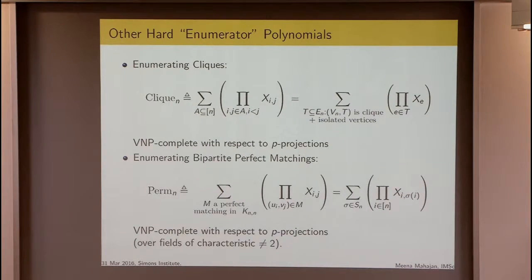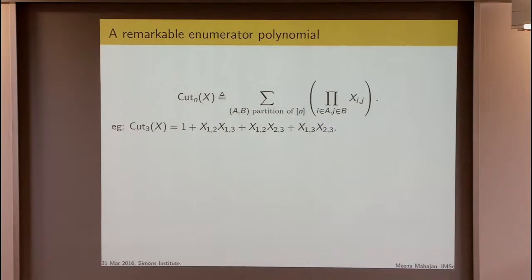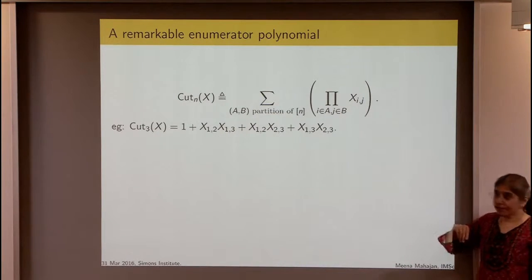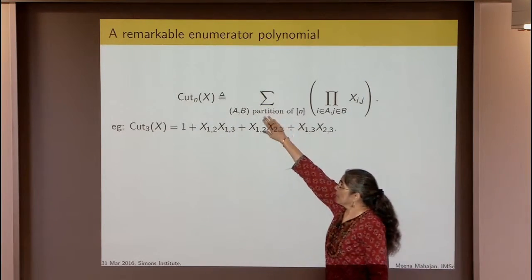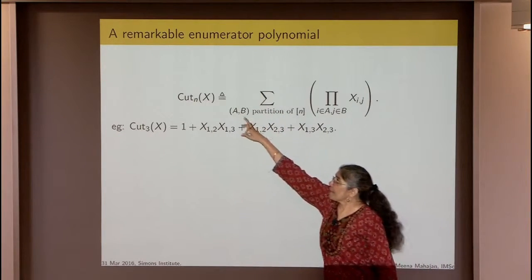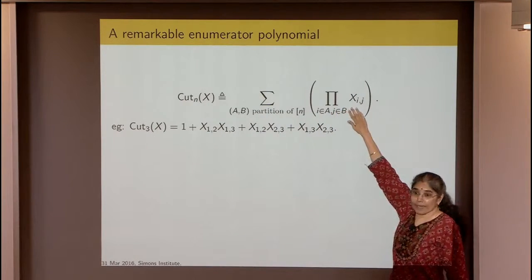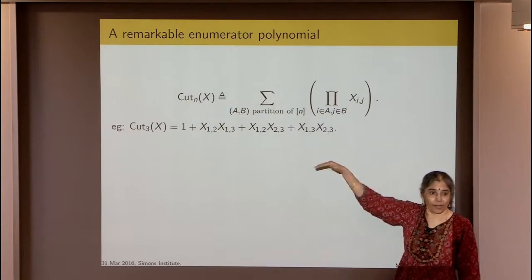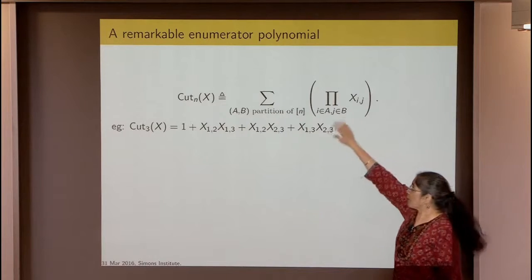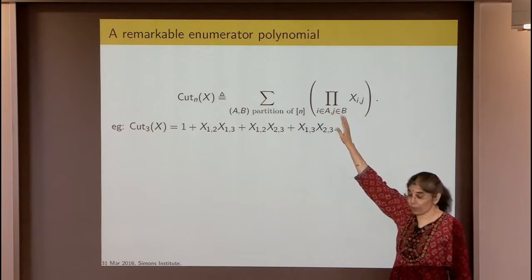Okay, so we have some examples of polynomial families which are hard in the algebraic computation setting. Now here's another polynomial which looks very much like the preceding polynomials. It enumerates cuts in a graph, in the cut enumerator polynomial. So start with the complete graph, look at every partition of the vertex set into two pieces, A and B, and then multiply out the variables on edges which go across the AB cut. So for every cut I have a monomial, and there are no other monomials.